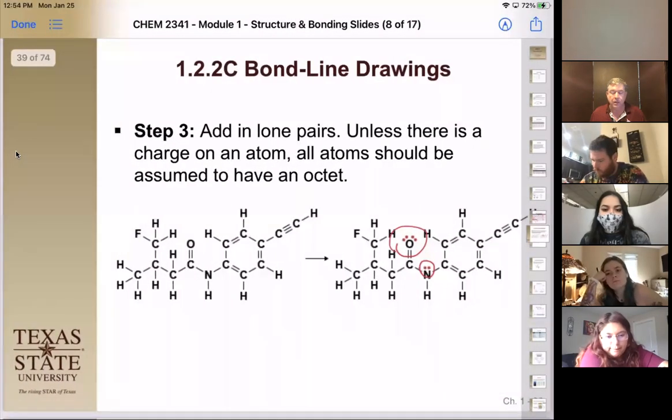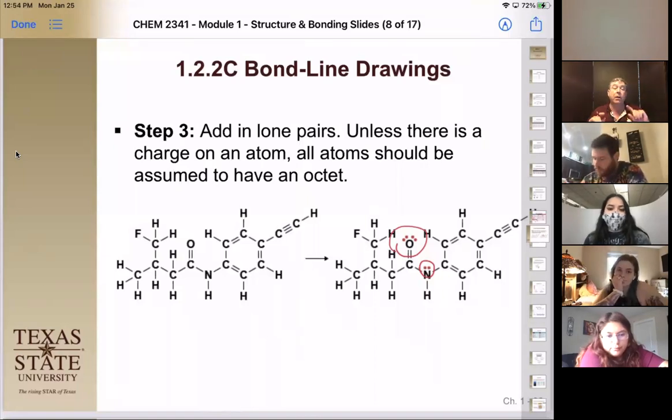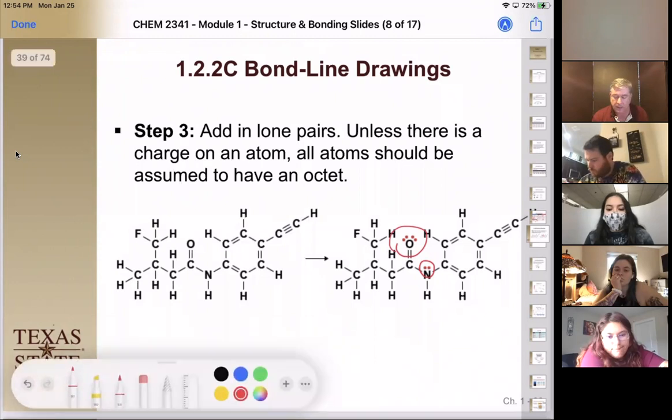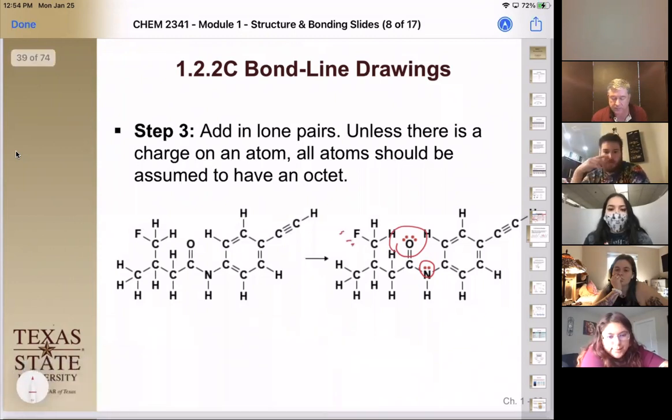Okay. So lines turned into carbons, add hydrogens so all the carbons have 4 bonds, and now add the lone pairs to all the other atoms. This specifically would happen with, oh, we forgot to add some. There are a total of 6 lone pair electrons around that fluorine, or 3 pairs of electrons around the fluorine. Okay.